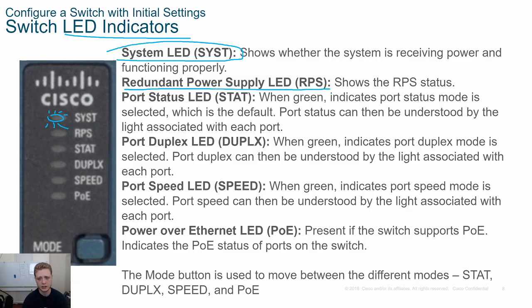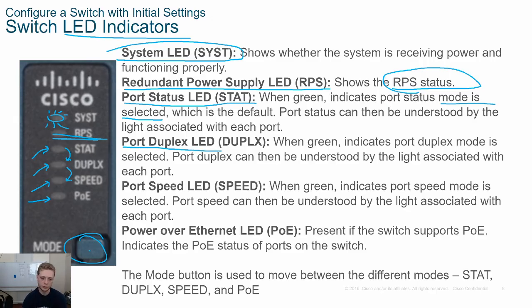We're going to the power supply LED. Now, this is not on every single switch because not all switches have redundant power supplies, but it might be there. Of course, it'll tell you the redundant power supply status. Then the port status LED, which is on the port itself, will tell you some different information based on the mode selected. You'll see here we have status, duplex, speed, and PoE. These are all different modes. You can hit this button and it'll cycle through, right?